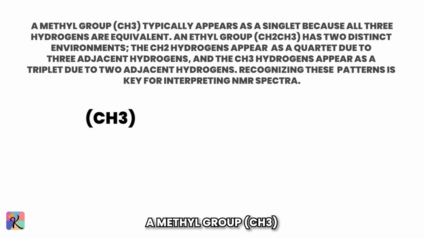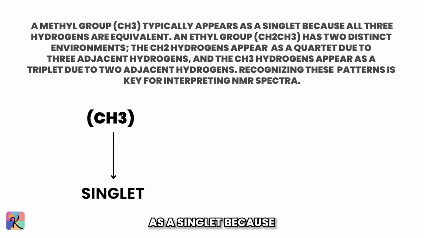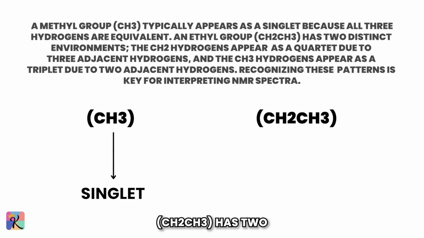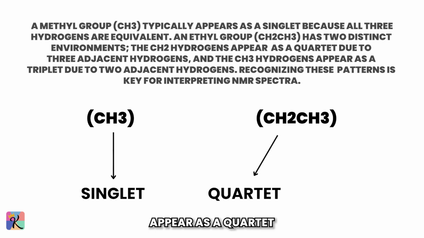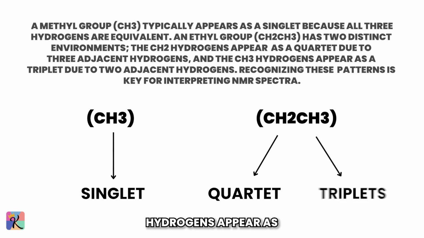Let's look at some examples. A methyl group, CH3, typically appears as a singlet because all 3 hydrogens are equivalent. An ethyl group, CH2CH3, has 2 distinct environments. The CH2 hydrogens appear as a quartet due to 3 adjacent hydrogens, and the CH3 hydrogens appear as a triplet due to 2 adjacent hydrogens. Recognizing these patterns is key for interpreting NMR spectra.